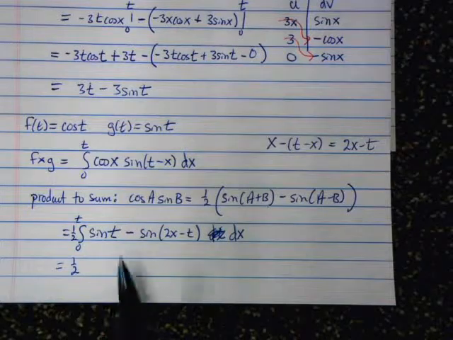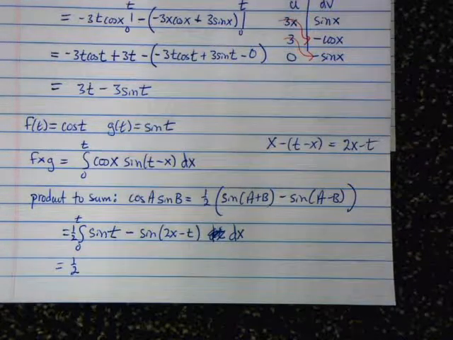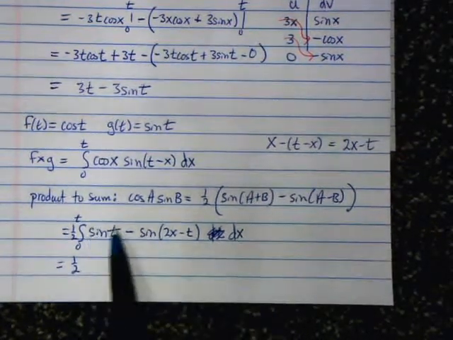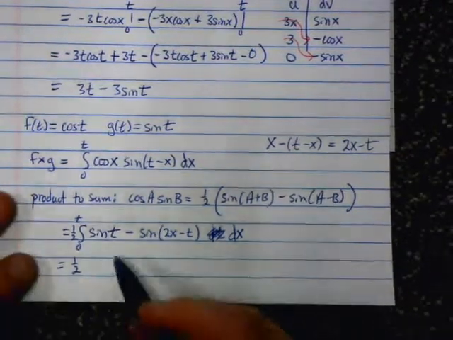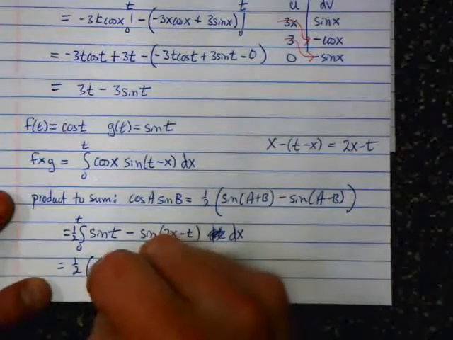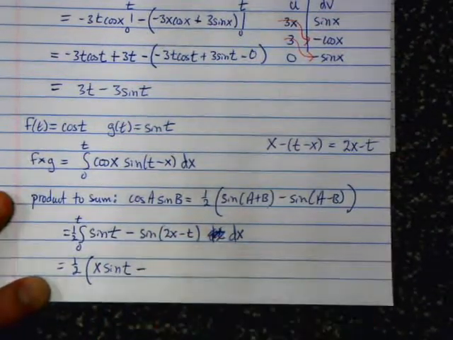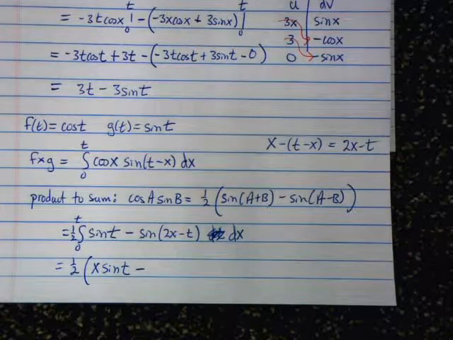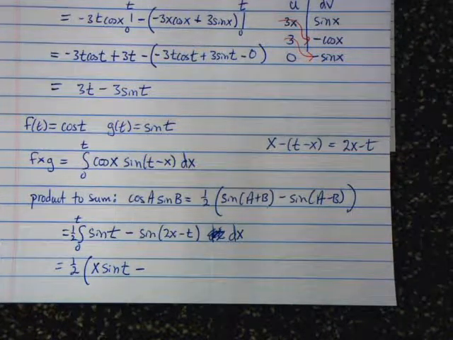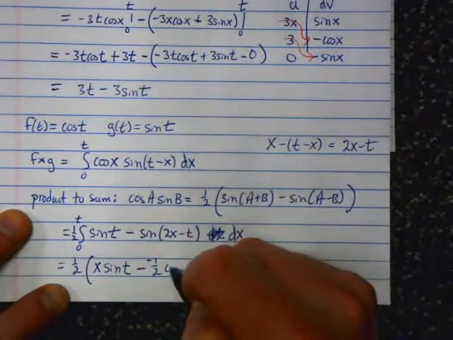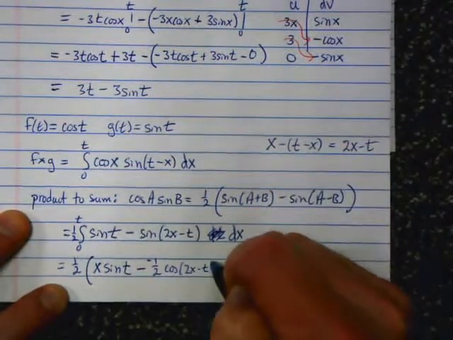What's the antiderivative of sine t dx? X sine t. Because when you have a dx, sine t is a constant. That's just a number. So the antiderivative of sine t dx is x sine t minus, what's the antiderivative of sine 2x minus t? 1/2 negative cosine 2x minus t.